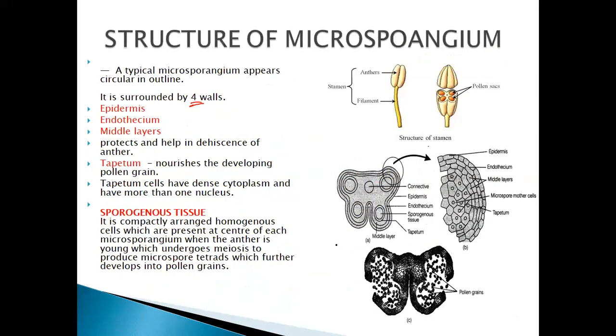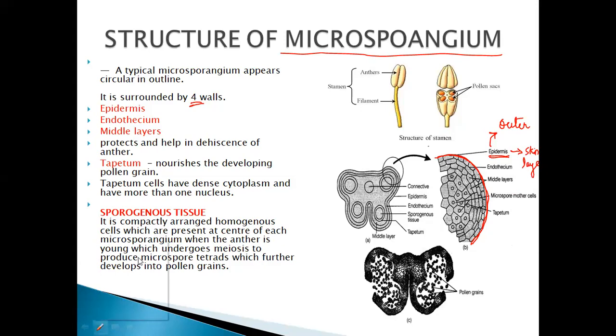Now coming to the walls. What are the different walls of the microsporangium? The outer layer which protects the microsporangium, the outer thin layer, is known as epidermis. Epi means outer. Dermis means skin, or the layer. Yes or no?